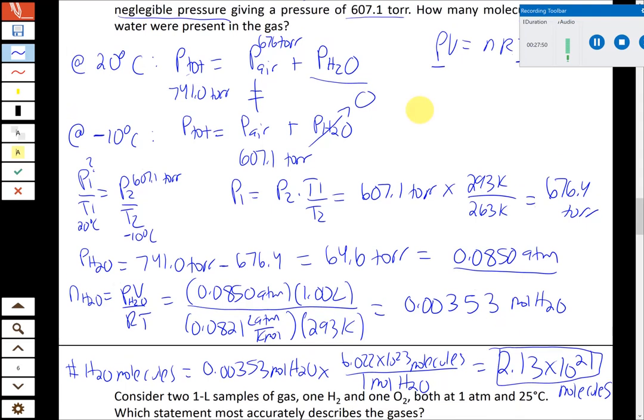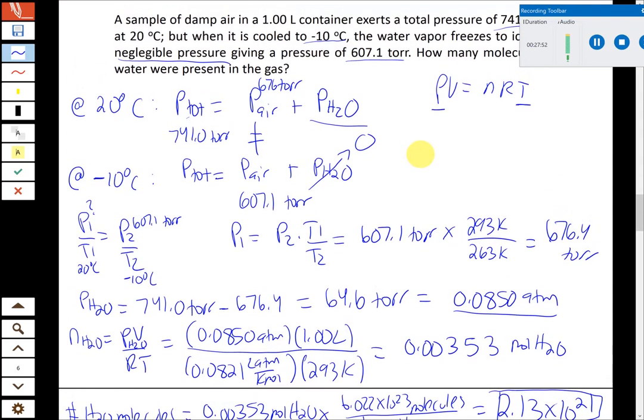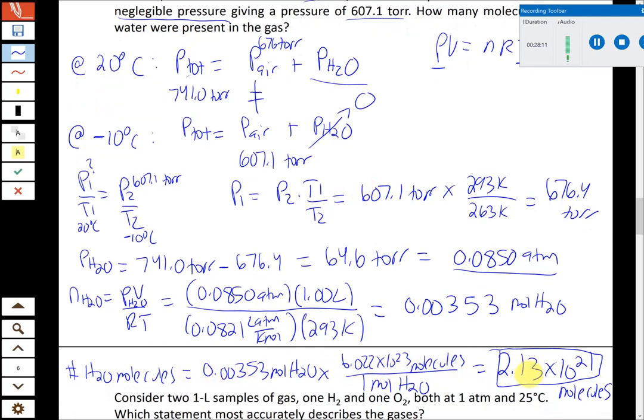All right, to recap what we did, we first had to use the ideal gas equation to figure out what the air pressure was at 20 degrees Celsius. And then once we had that, we could figure out the water vapor pressure by difference. That's what we did here. And then once we have the water vapor pressure, it's just using the ideal gas equation once again, and then Avogadro's number to finally get the total number of molecules that we have.